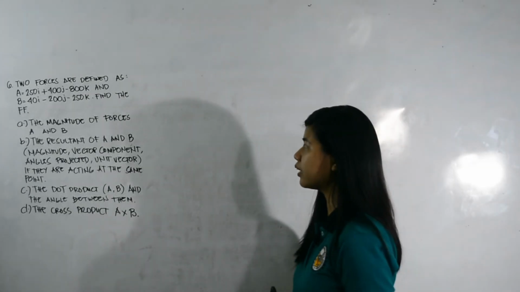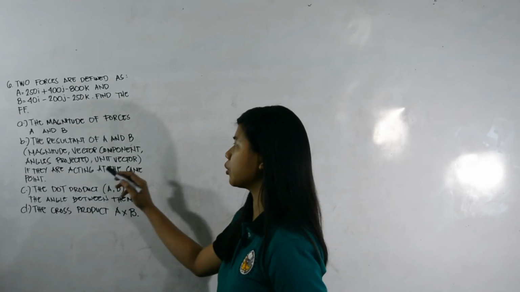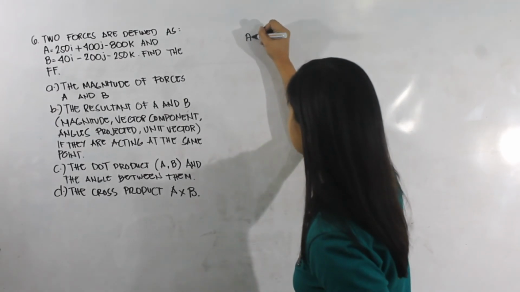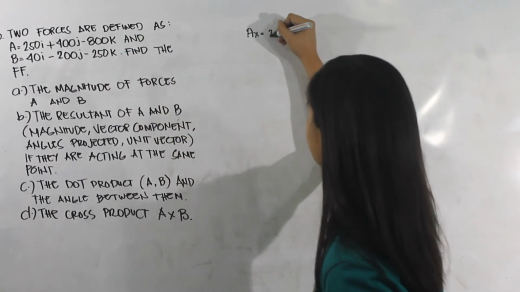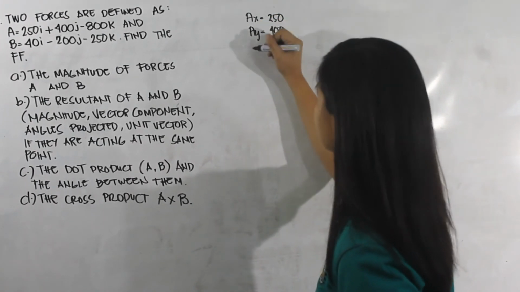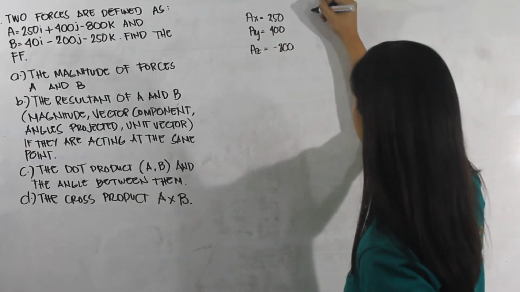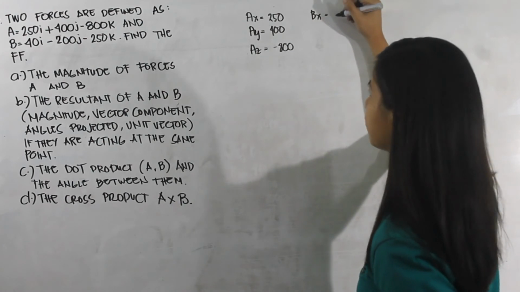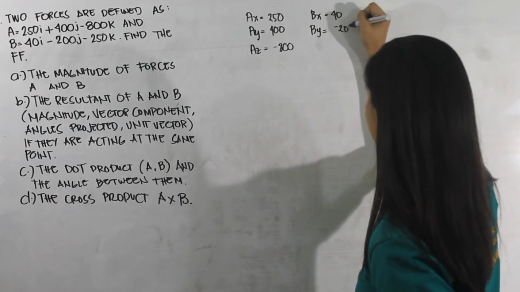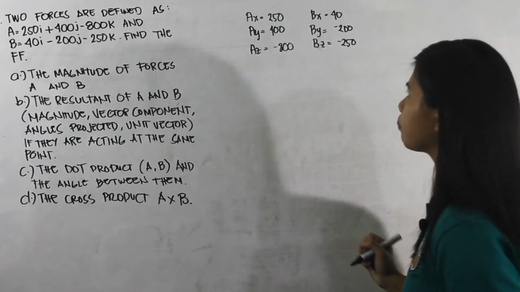For letter B, the resultant of A and B, and we get the magnitude, vector component, angles projected, and then the unit vector. We have our AX, which is 250, our AY, 400, and AZ, negative 800. For our BX, we have 40, our BY is negative 200, and BZ, negative 250.